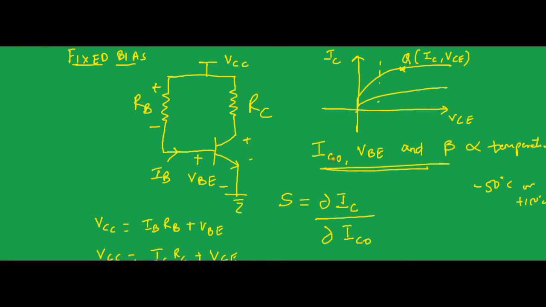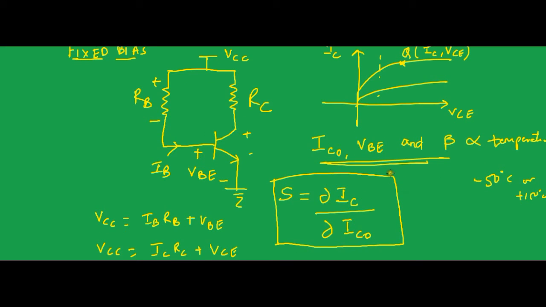This reverse saturation current is due to minority carriers. It varies with temperature, that is, it increases with increase in temperature. So if this increases, our IC will also change. By what amount it will change is denoted by the stability factor S. So we are going to calculate this value for this circuit. Okay, so let's use the equations now.